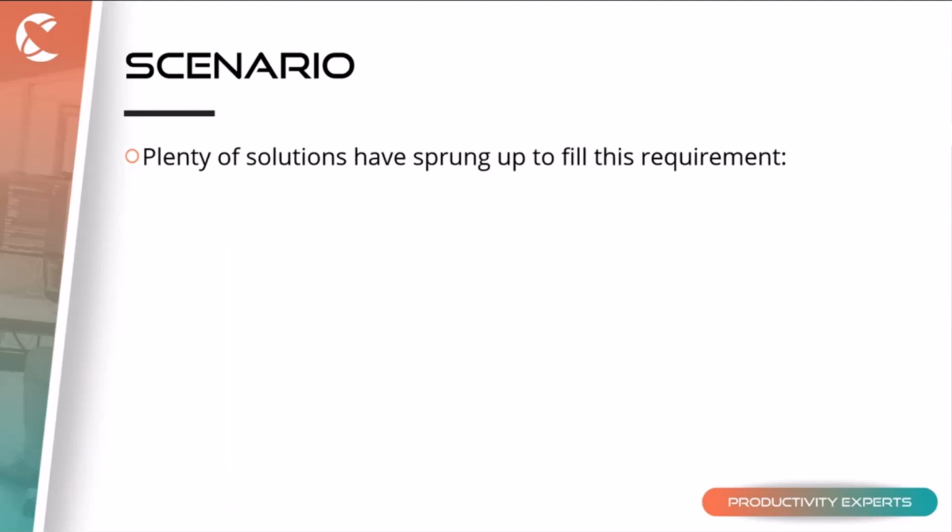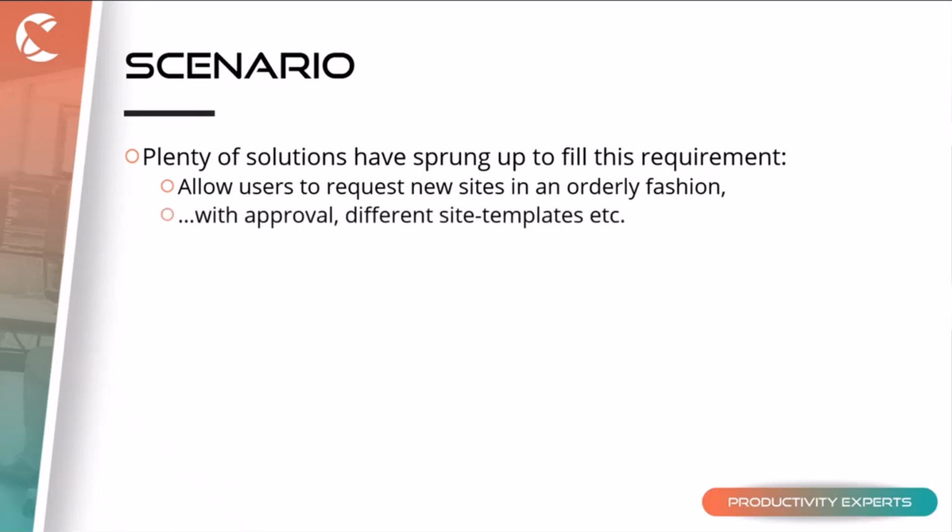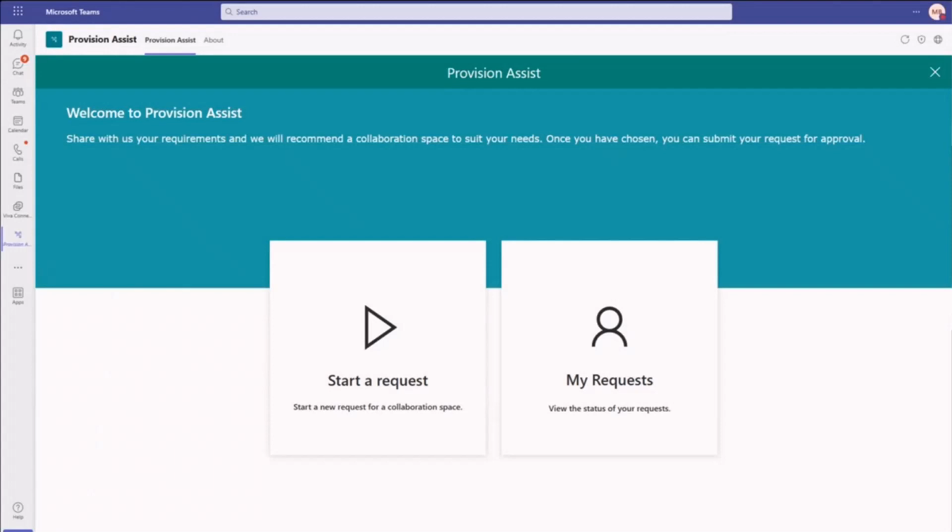Plenty of solutions have sprung up to fill these requirements. They allow users to request new sites in an orderly fashion with approval, different site templates, etc. For example, a very well-known one from the Microsoft 365 platform community is the Provision Assist solution, which I can safely reference without the danger of product placement, I guess. This is recently published and provides a very nice experience in Teams, combining a Power App for user input and Logic Apps for automation for exactly this purpose.